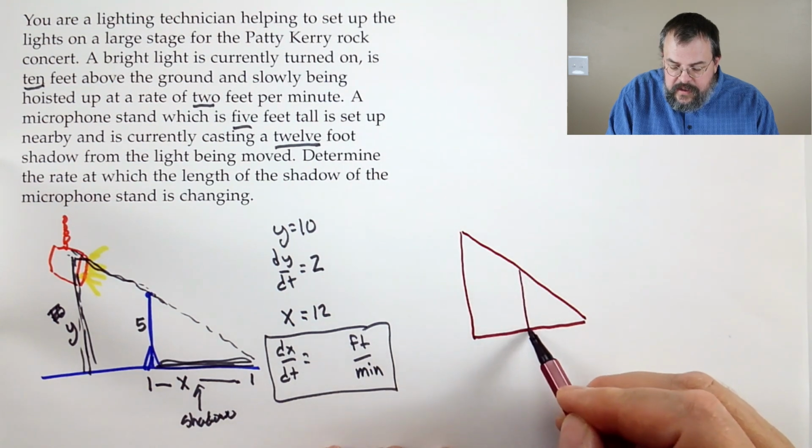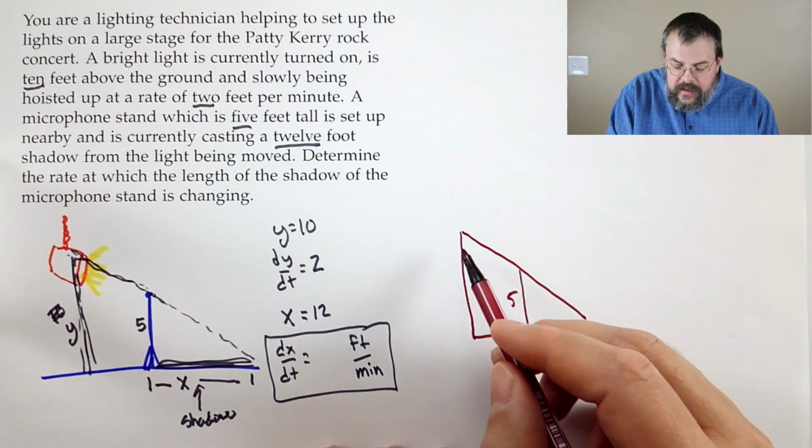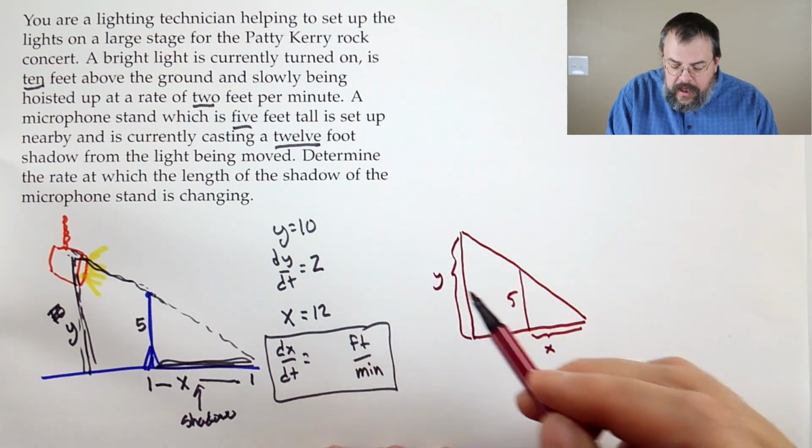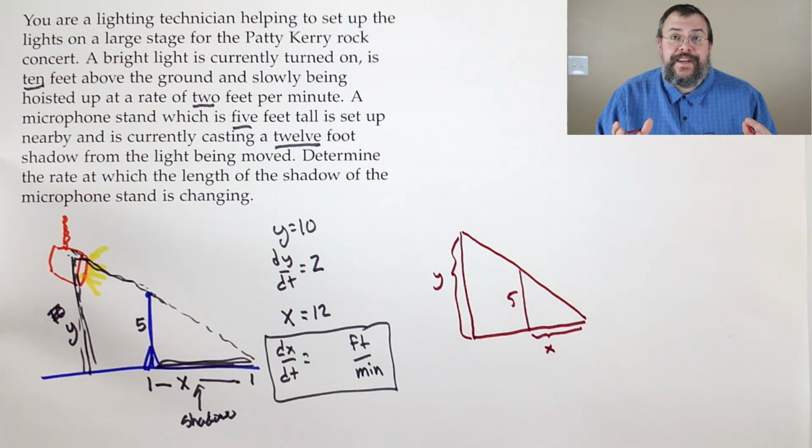So this is 5. This length here is x. And this length here is y. Now, what do you see in this picture? What's the right kind of object we have? Well, this picture has similar triangles.